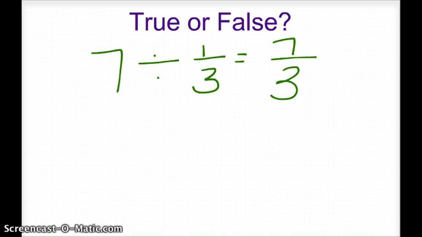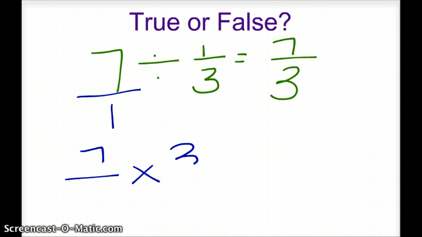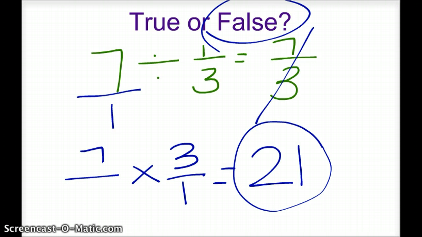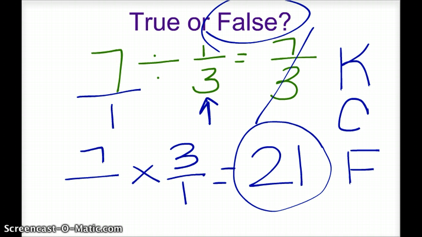We're going to keep 7, except we're just going to put it over 1. Remember, you can put any whole number over 1. We're going to change division to multiplication, and we're going to flip 1/3 to 3 over 1, giving us an answer of 21. Does 21 equal 7/3? Nope. This is false. If you got 7/3, you just forgot to flip 1/3. Remember, keep, change, flip.